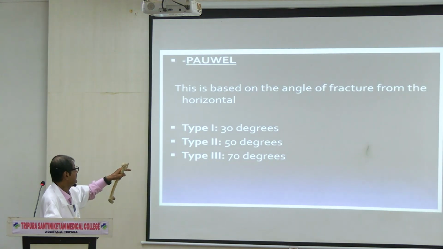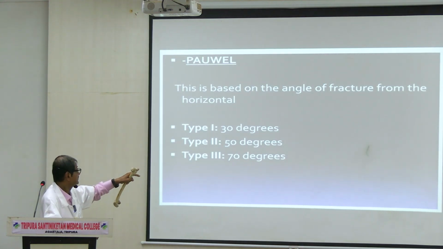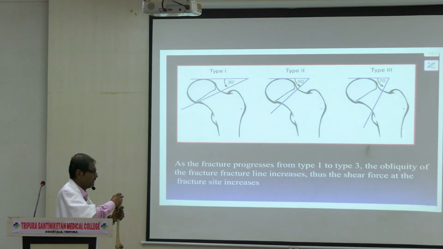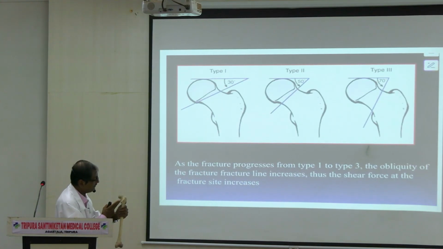Type 1 is below 30 degrees, 30 to 50 is type 2, and above that is type 3. You see a horizontal line drawn along the head, and the next line is drawn along the fracture surface. This line is the fracture surface, so this angle is 30 degrees.